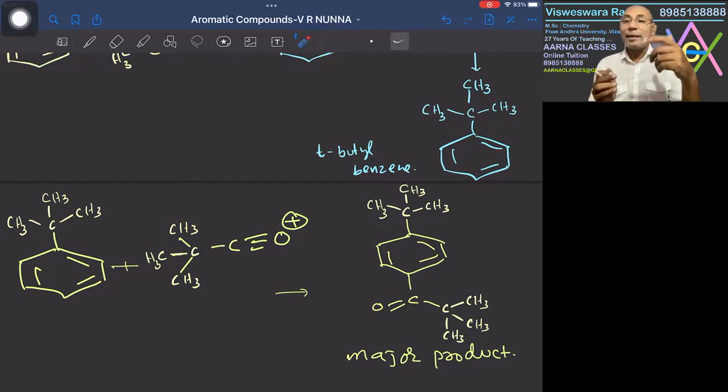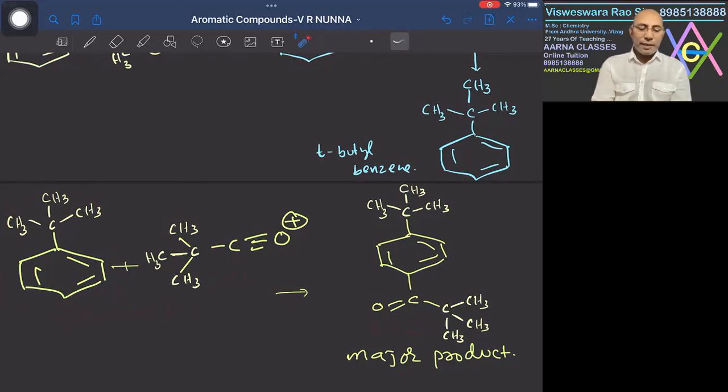That means the acyl carbocation does not have enough time to undergo decomposition in the presence of tertiary butyl benzene. Tertiary butyl benzene immediately reacts with the acyl carbocation. You can say it the other way: tertiary butyl benzene does not give enough time to the acyl carbocation to undergo decomposition because it is more reactive. Now it reacts with the acyl carbocation directly, and the acyl group enters into the para position mainly. You will get this as the major product. This is the answer for this question.